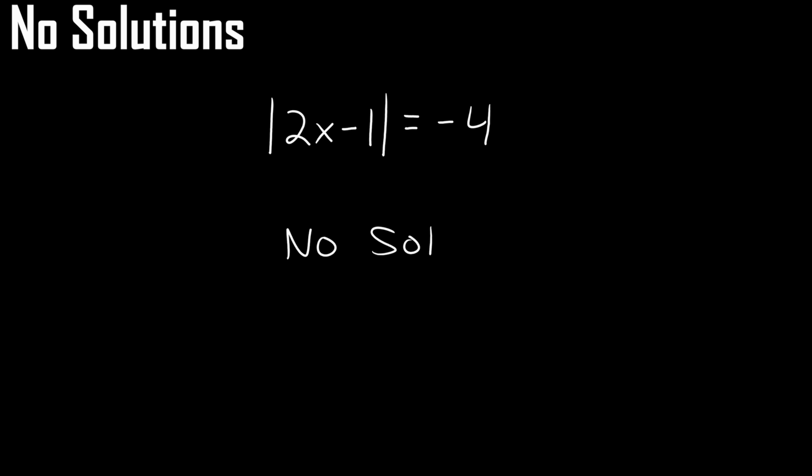Now, one thing to watch out for is the absolute value can't equal a negative number. In this case, there is no solution. So let's say, for example, we have the absolute value of 2x minus 1 equals negative 4. There would be no solution. The absolute value of an expression cannot equal a negative number.